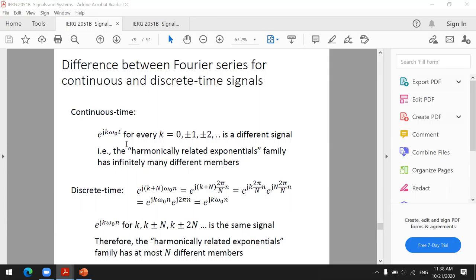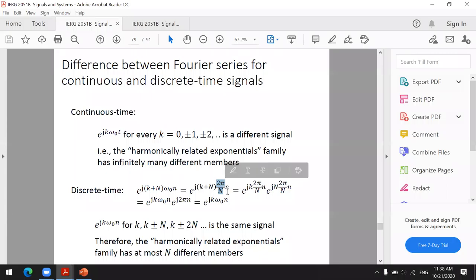For the discrete time case, we've mentioned this in chapter one. As we increase k, at a certain point, the signal exponential jk omega 0 n will become the same signal as for a smaller k. In particular, if you consider a signal exponential jk omega 0 n for a particular k, and then consider another signal, exponential j(k plus capital N) omega 0 n, then these two signals will be just the same signal. The derivation is given here. We consider this k plus capital N.